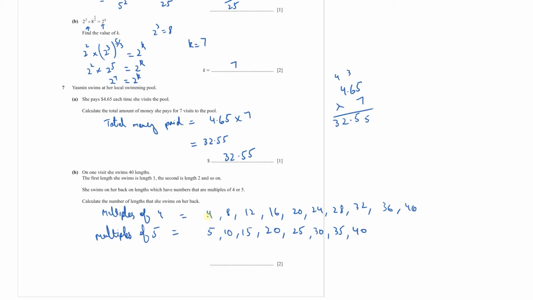And remember, you don't have to count the numbers that are repeated 2 times because she'll only swim once for that length. So 1, 2, 3, 4, 5, 6, 7, 8, 9, 10, 11, 12, 13. I will not count this because I've already counted 20. So 13, 14, 15, 16, and then this 40 is not counted because I've already counted 40 here. So I have 16 multiples of 4 and 5 without overlapping ones between 1 and 40. So my answer will be 16. Out of those 40 lengths, she will swim 16 lengths on her back.